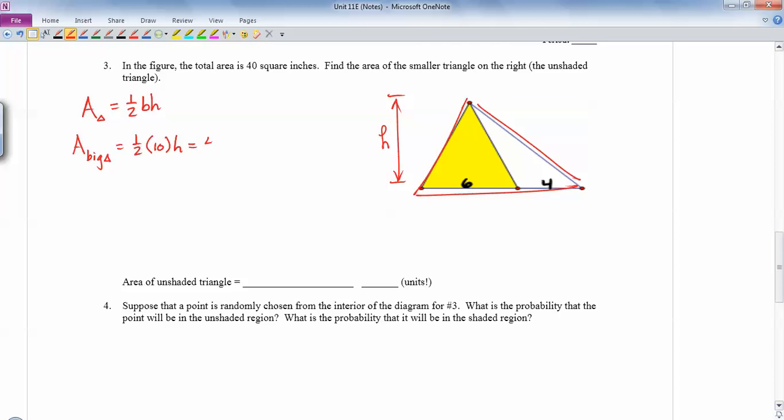And we know that the whole area is 40. So this is 5h equals 40. So now I know h has to be 8.